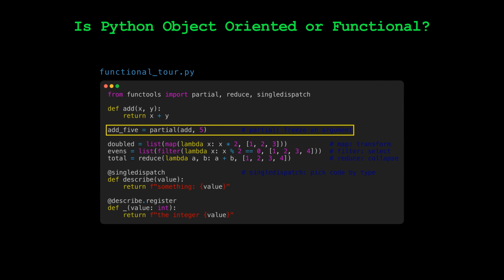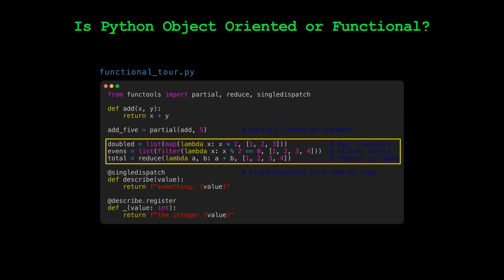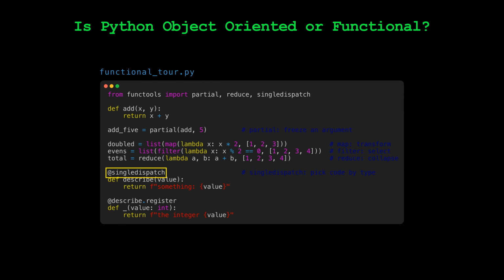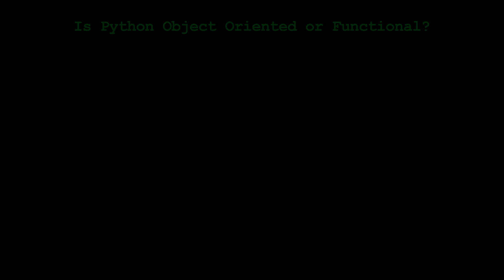There are also partial to freeze some arguments, map, filter, and reduce to transform, select, and collapse a sequence, and single dispatch to run different code depending on a value's type. None of these make Python a functional language, though. They're useful functional ideas, borrowed into an object-oriented one.